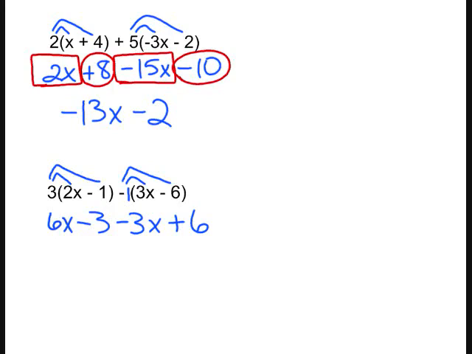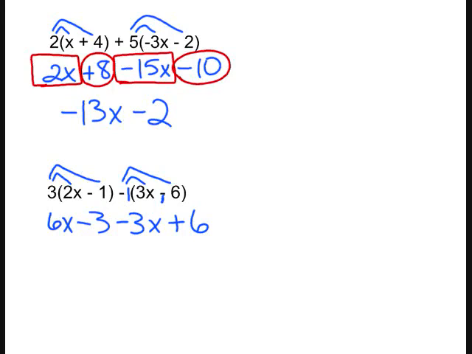And this second mountaintop that I just did is where a lot of mistakes happen. A lot of kids will just look at the negative right here and put a minus sign down there. But this is negative 1 times a negative 6, which gives me a positive 6.